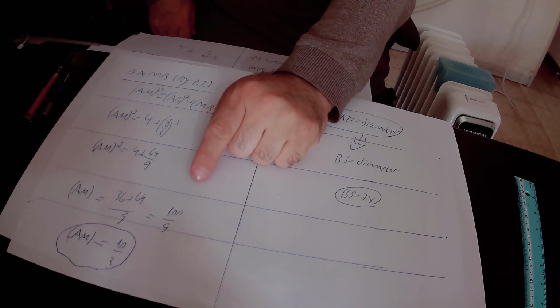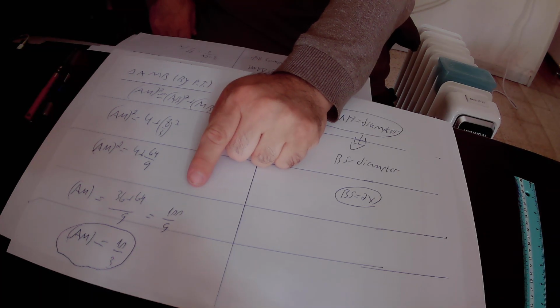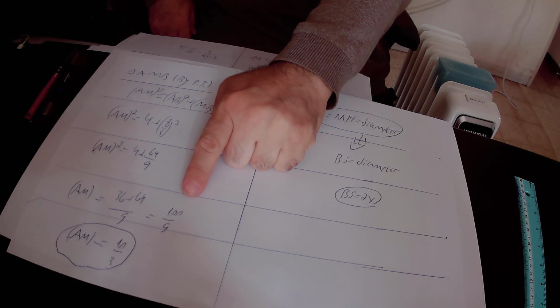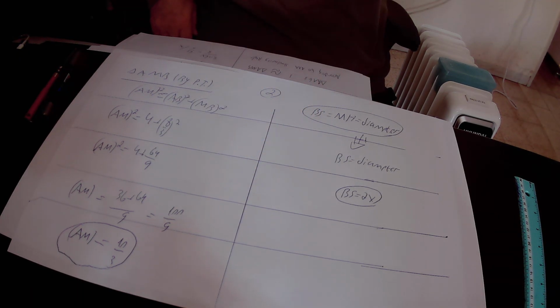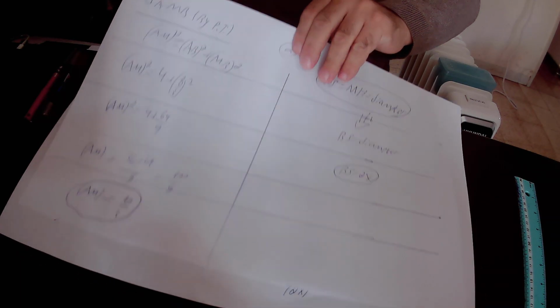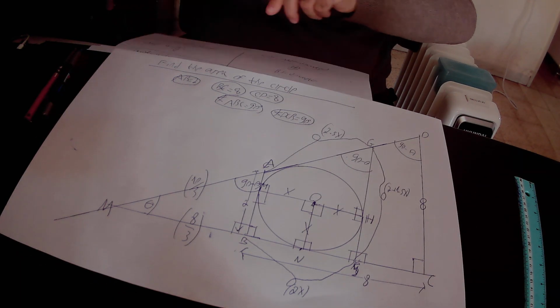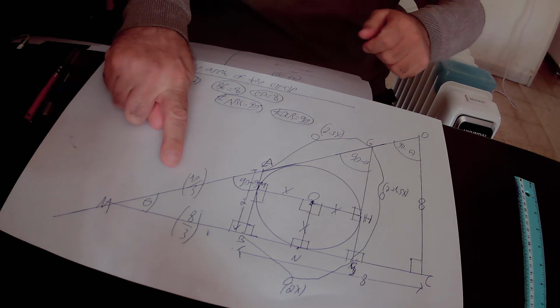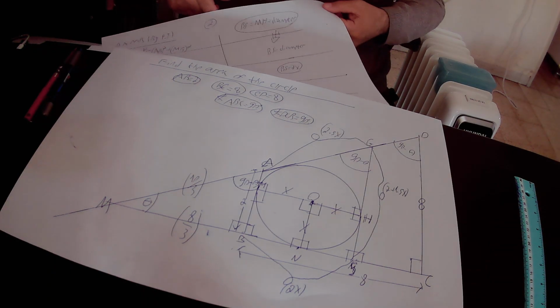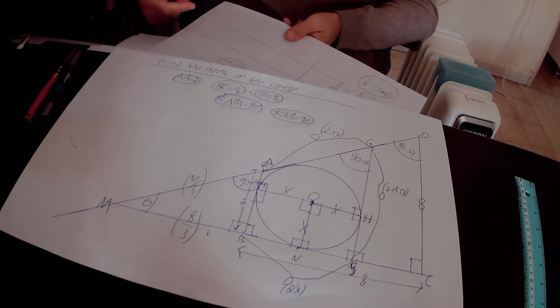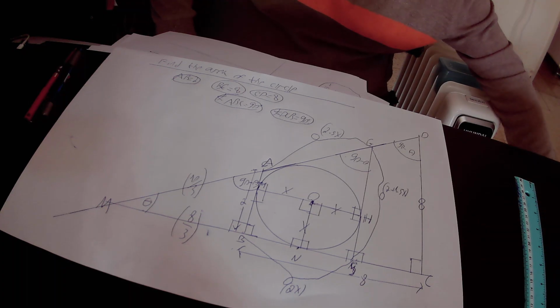We took the square root of this equation and finally found out that AM equals the square root of 100 over 9. The square root of 100 is 10 and the square root of 9 is 3. So in total we found out that AM equals 10 over 3 units in its length. Then I presented to you rule number 1 and we implemented rule number 1 in our drawing.